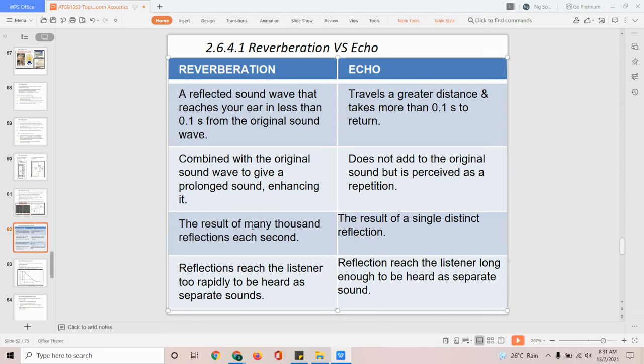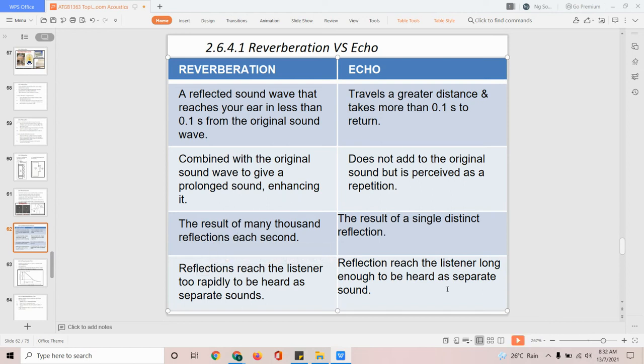Next, reverberation is the result of many thousands of reflections in each second. You'll notice its enhancing effect: it comes and enhances the sound, not just once, but in a way that feels very grand. In the case of an echo, it's just one single distinct reflection, meaning you'll hear the original sound again. It becomes a repetition.